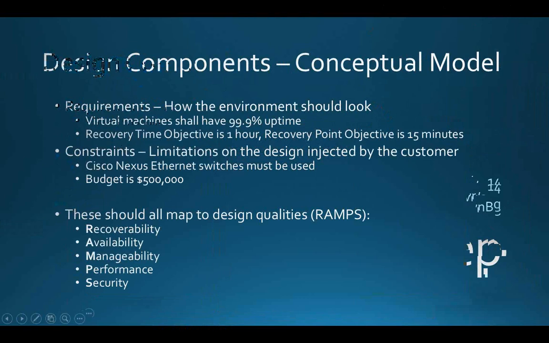Some common ones are going to be around hardware platforms that you can use. So the example I have in here is, Cisco Nexus Ethernet switches must be used. That is a constraint. I can't at that point go out and buy HP ProCurve because I have a constraint that says you have to use Cisco Nexus. And that's the difference between a requirement and a constraint. The requirement is what it should do. Constraints are limitations on what it can do, or not necessarily what it can do, but constraints on the decisions that you can make.